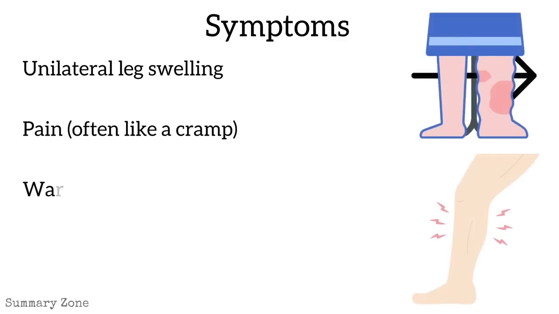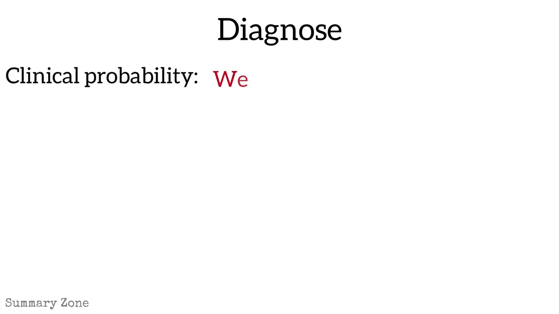Symptoms. The classic presentation includes unilateral leg swelling, pain, often like a cramp, warmth, and redness. The diagnostic algorithm. This is a critical pathway to master. Assess clinical probability. Start with the Wells score.